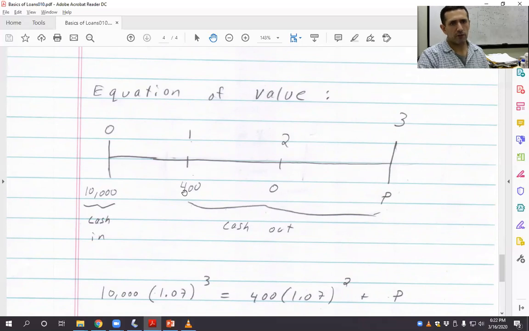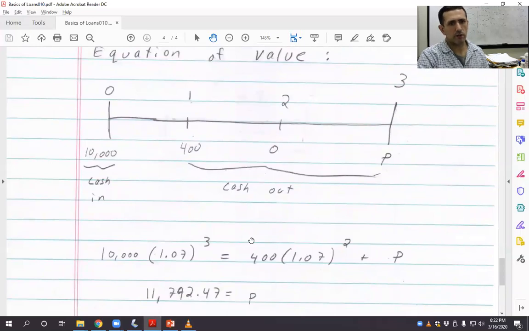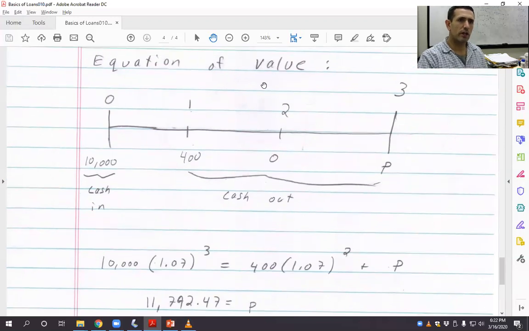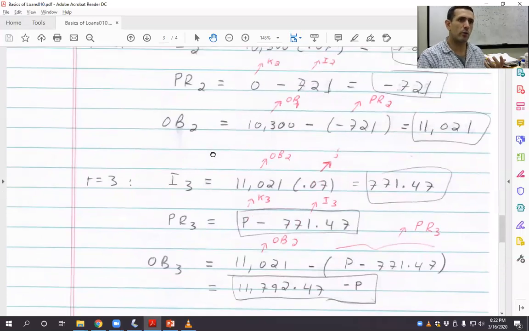And well, the 400, the cash out, accrues 2 years of interest, 1, 2. I could have put a plus 0 here, but why bother? It's 0. So this accrues 2 years of interest. This accrues no interest. It's at the very end of the loan. So you just dump this into a calculator, take this 400 times 1.07 squared, bring it over, and you get the same thing. So yeah, two different ways of doing the same problem. And again, this is much easier and quicker, but this really tells you each year what's going on with the loan.